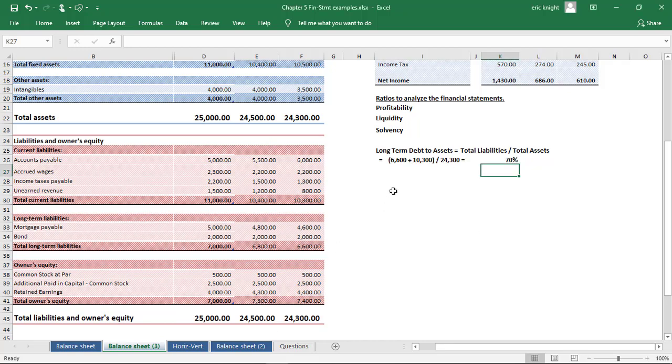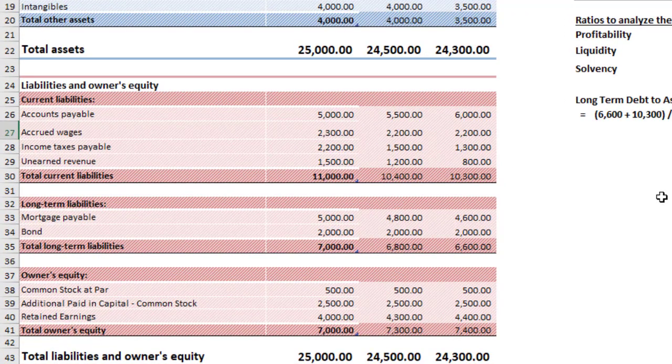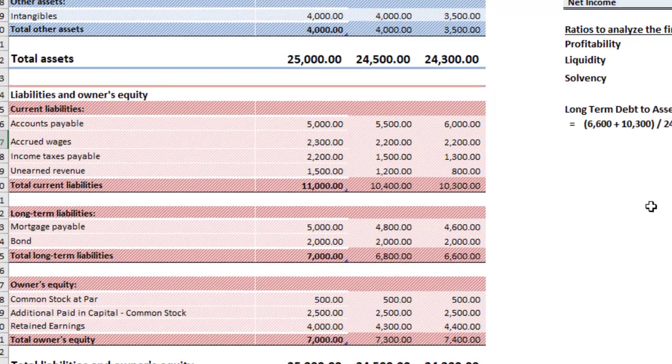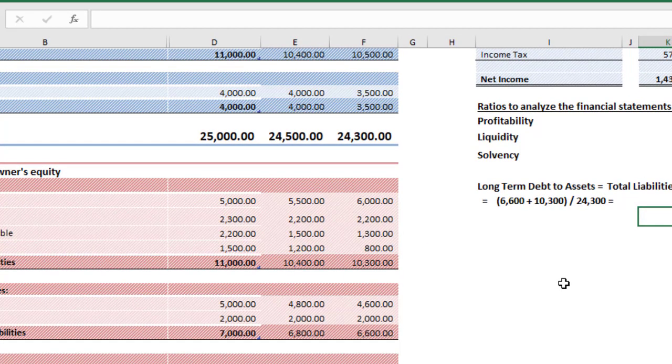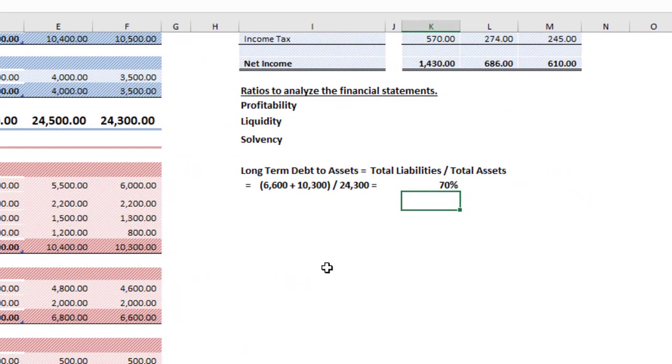Okay, so at first I just had the total long-term liabilities, but we want all the liabilities, right? So we want to take the long-term liabilities and the current liabilities, and usually you have one number that gives all liabilities, but in this case our balance sheet doesn't. So I added them up, 6,600 plus 10,300, and then I just divided that by the total assets. That means 70% of our assets were obtained through obligations, through loans, through liabilities. So this gives us an idea of what we're going to be held accountable for.